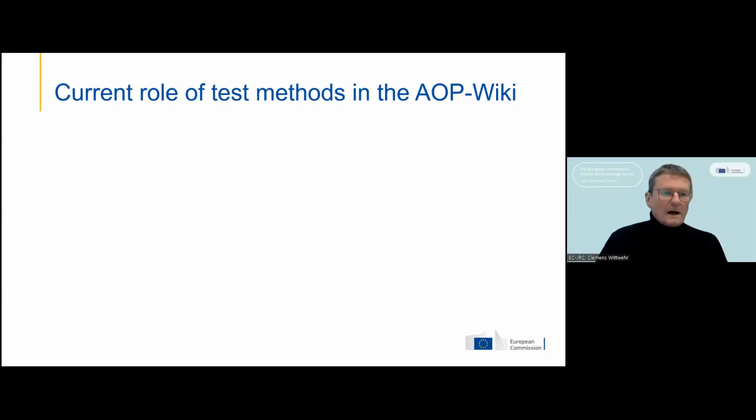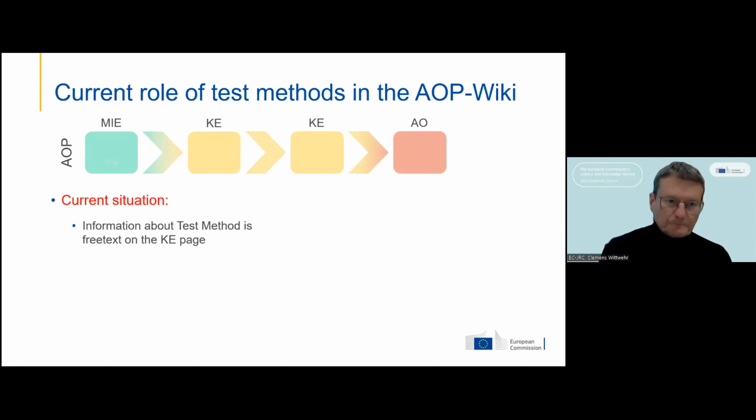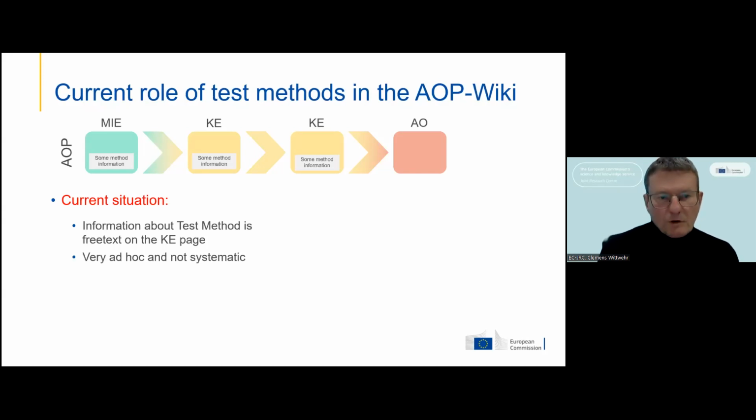Thank you, Betty. Well, we are already deep into the portion of the presentation where we talk about challenges ahead. And one of the things that we identified that need a closer look at is the treatment of test methods in the AOP-Wiki. Click, please. So the current situation, as you all know, is this. You have a current situation in which you have some method information within the key event page and the molecular initiating event page. So this information about the test method is very free texty and not really formalized. Click, please. It's very ad hoc and not systematic.